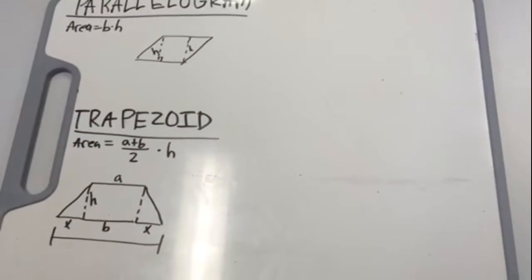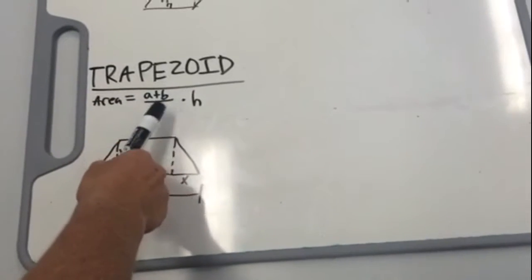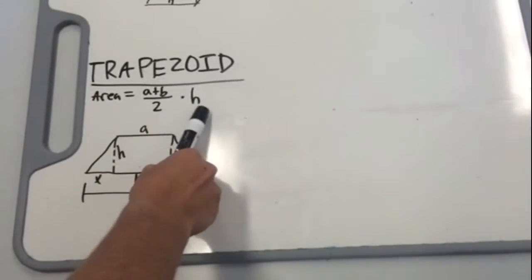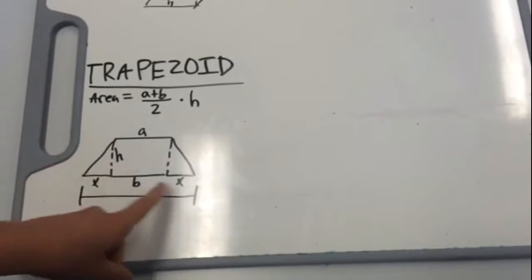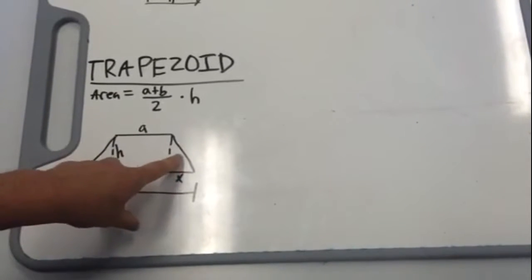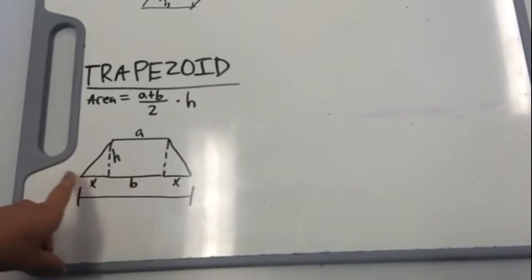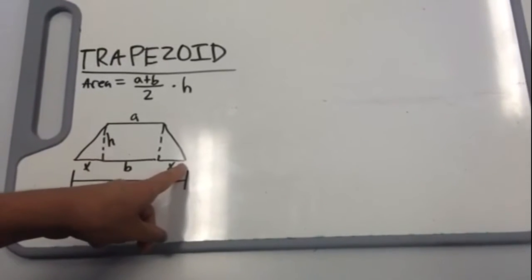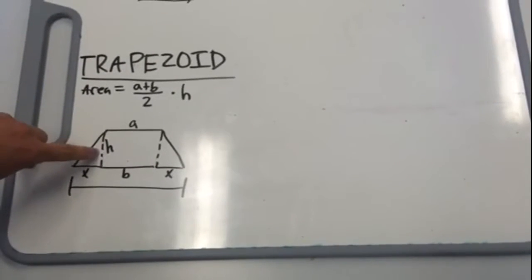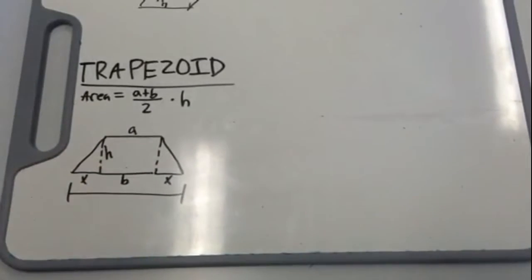And then next we have the trapezoid over here, which is a plus b divided by 2 times the height. A is the top of the square, and you can see again this is a square and then the 2 triangles on either side. Here we made b the base for just the square, and then x for both sides. And then the height comes straight down and makes a 90-degree angle, and that's how you know it's the height.